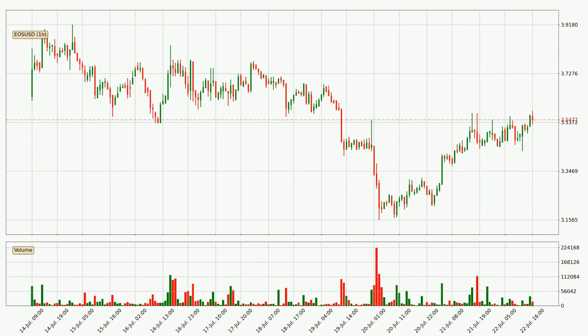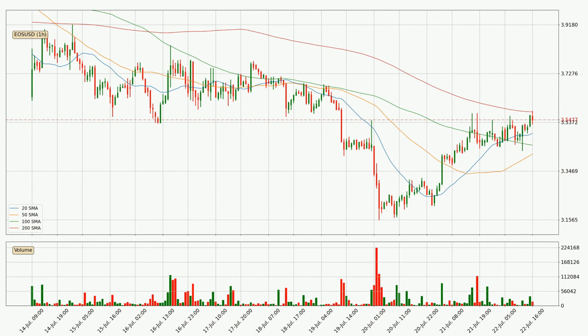Looking at the EOS hourly time frame, the price moved only slightly to the upside with around 1.2% in the last 24 hours, with a current price of 3.55. Moving to the simple moving average, or short SMA, we get it by adding the close prices for a certain amount of candles and then dividing it by the number of candles. We usually calculate the different SMAs by taking the last 20, 50, 100 and 200 candles.